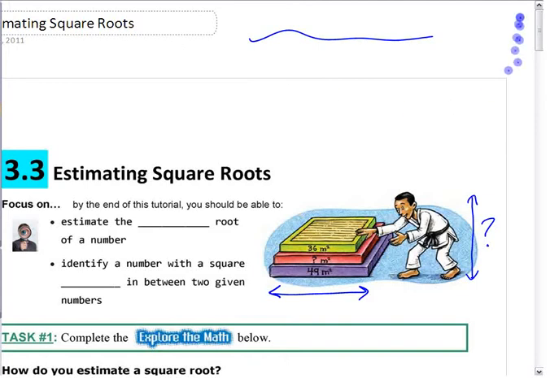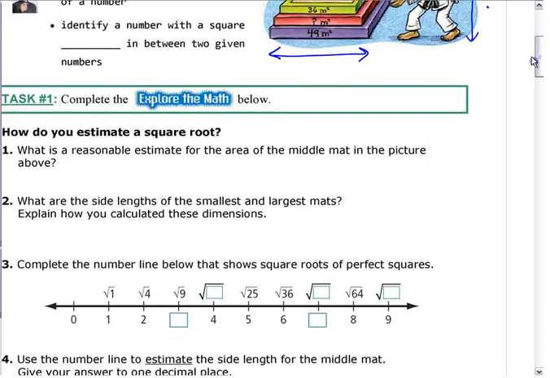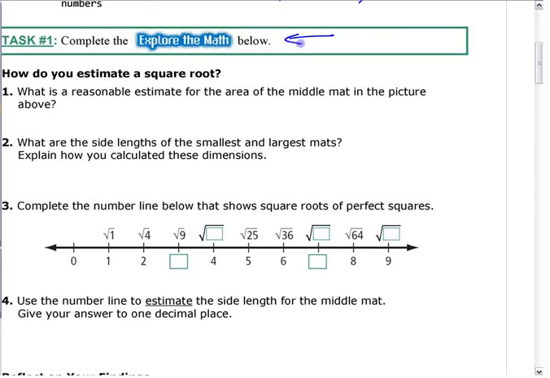This is a section you can get done in a hurry. You have lots of time to do this. The first thing to do is an explore that hits some of these. Now, why do you think I would ask you to do this explore the math when we just had a nice discussion about this?